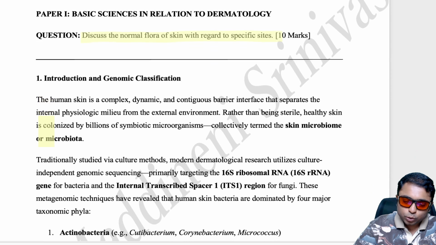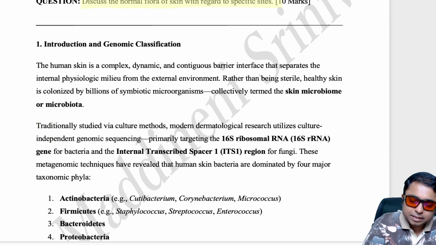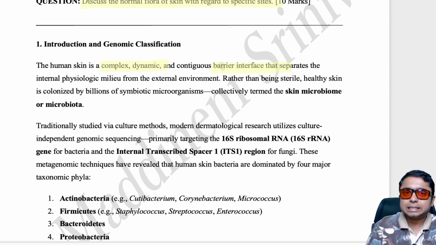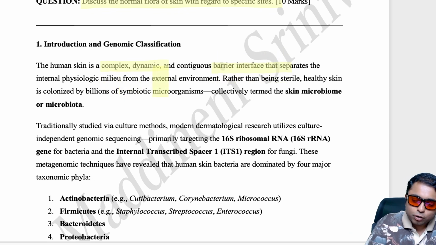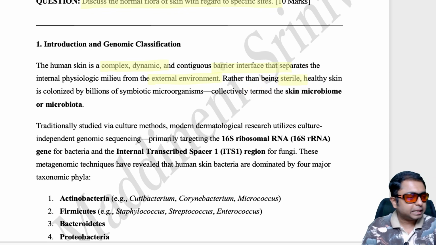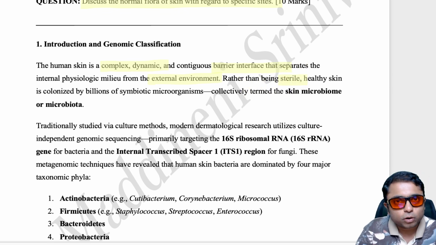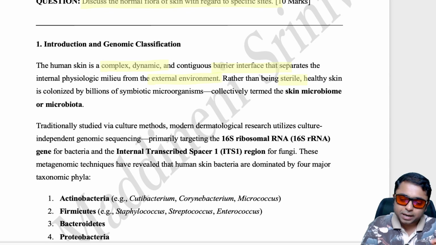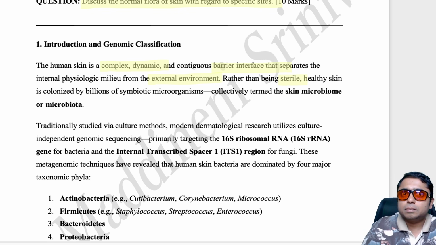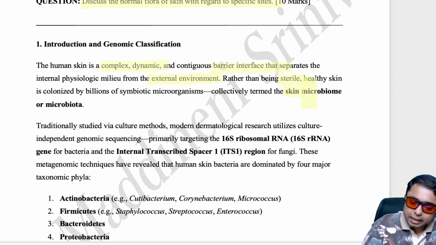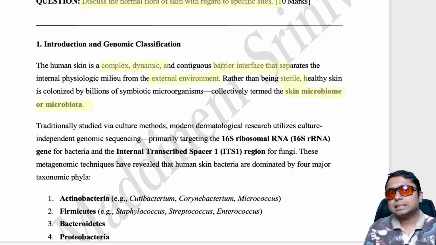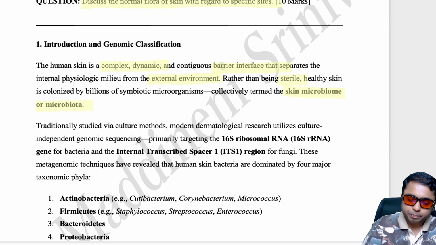So first, coming to the introduction on the genomic classification. The human skin is a very complex, dynamic, and contiguous barrier interface that separates the internal physiologic environment from the external environment, right? Rather than being sterile, you may be thinking that skin will not have any microorganisms and it is very sterile, but the healthy skin actually has millions and millions of organisms, right? And these are all put together called the skin microbiome or microbiota.